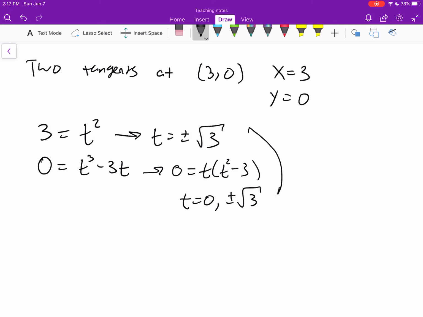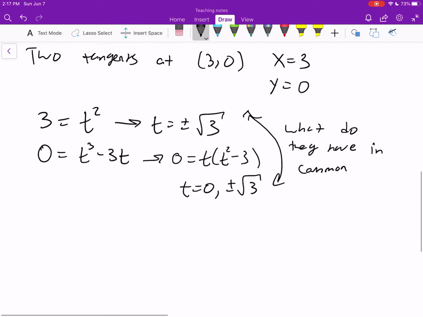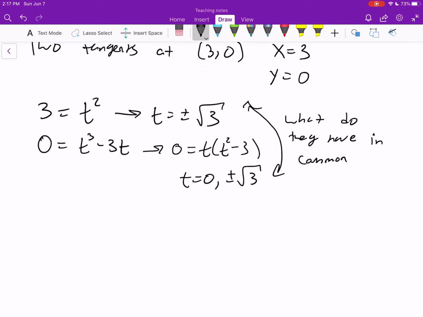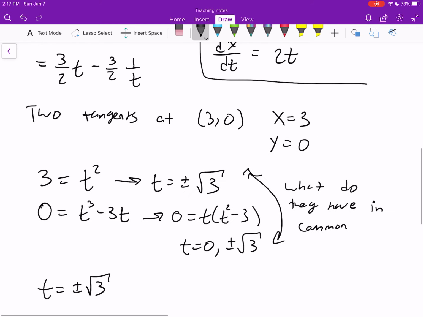So now what I'm interested in is what do they have in common? Because I need x equals 3 and y equals 0. If only one of them equals 3 or 0, it doesn't matter, because I need x equal to 3 and y equal to 0. So what do they have in common? If I look at that, these two have t equals plus or minus square root of 3 in common. So that is going to let me find the slope now.